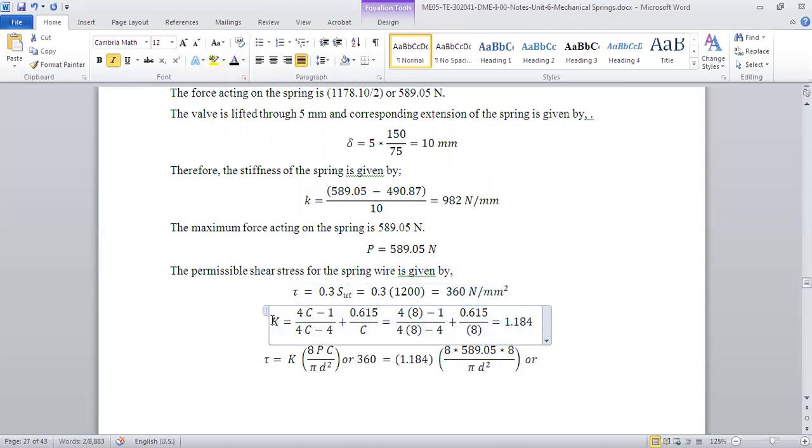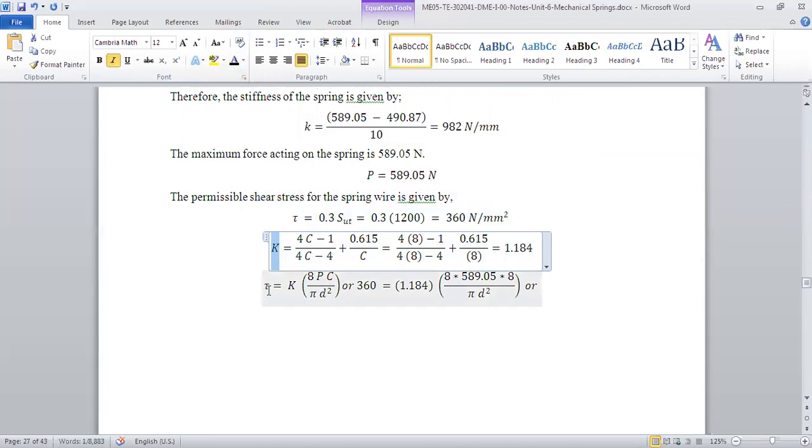So for the wall factor K, we are going to use this formula: shear stress is equal to K into 8 PC upon pi d square. K is the wall factor, P is the load acting on the spring, C is the spring index, and d is the diameter. So in this case, the allowable shear stress is known, P is the maximum load acting on the spring, the spring index is given as 8, and we can find out d, right? For that we need to know the wall factor K.